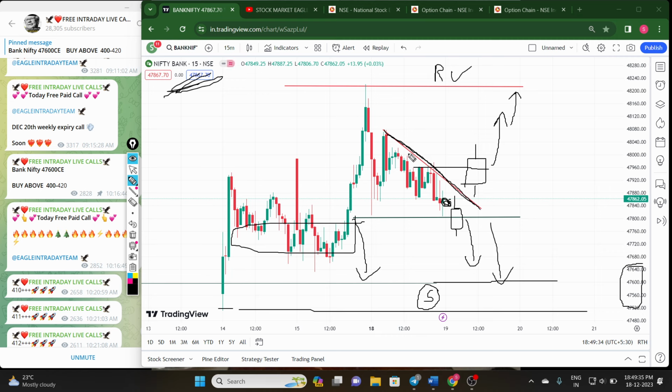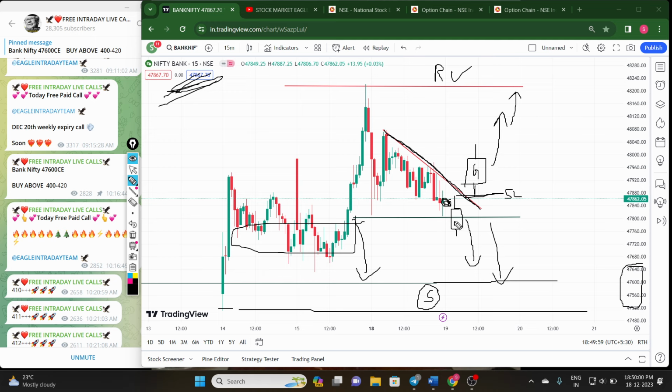And also, if the price breaks this trend line and a 50-minute candle closes above this trend line, and also below the candle I will maintain the stop loss, I can go long in the Bank Nifty upside momentum. So I hope you understand, right? Above 47,960, if a 50-minute green candle is formed, I will consider the buying side.